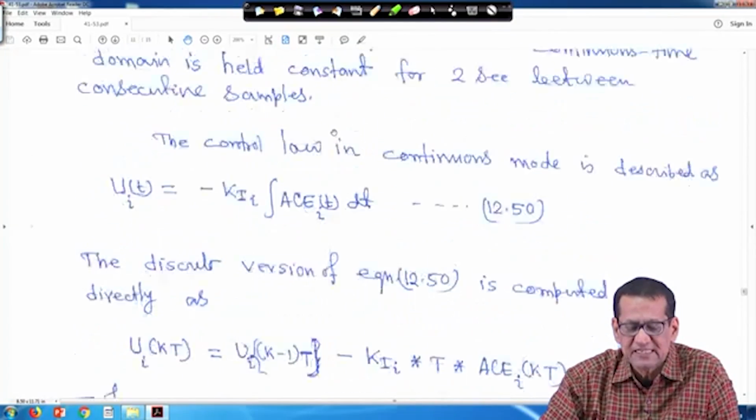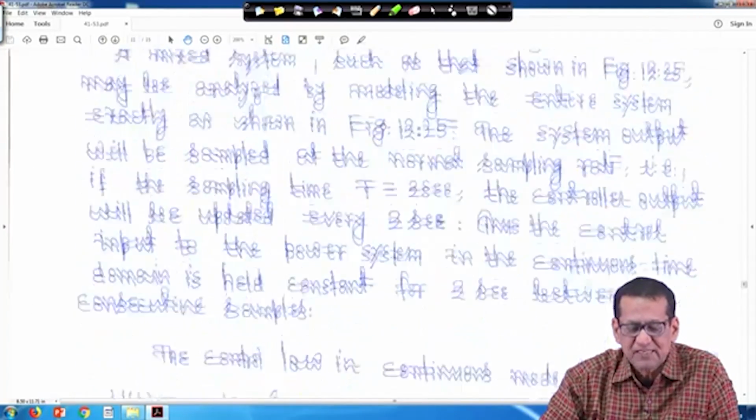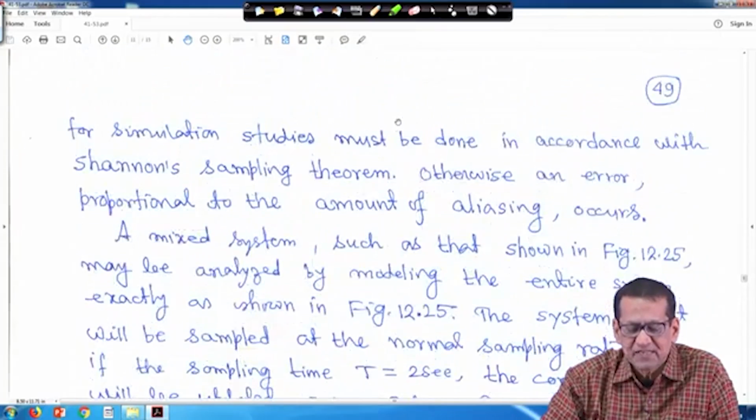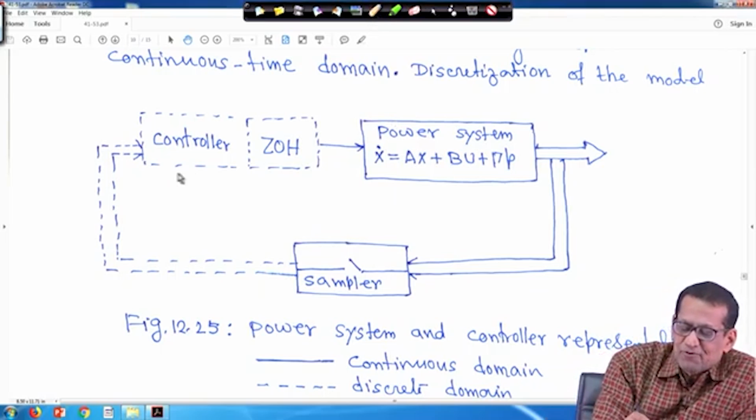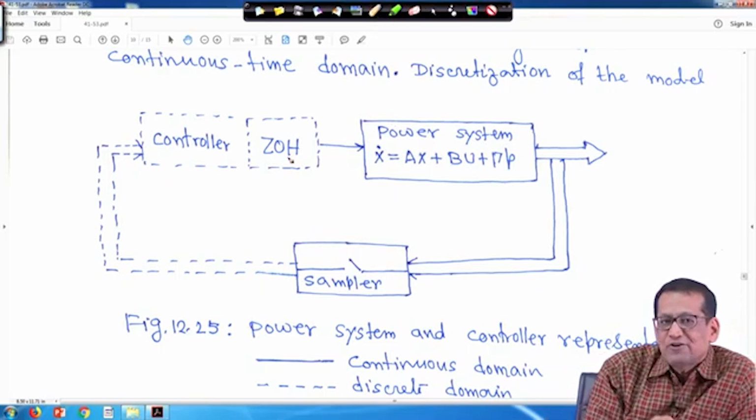One more thing is there in this block diagram: we have kept the controller first, and next the zero order hold.